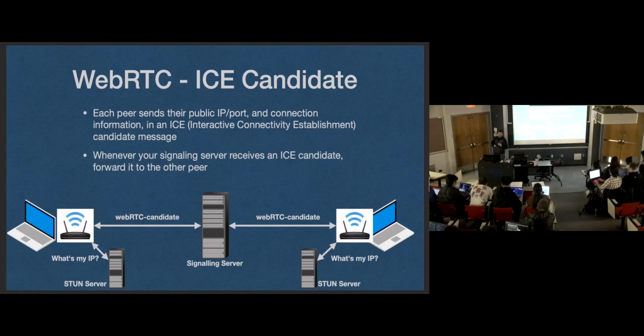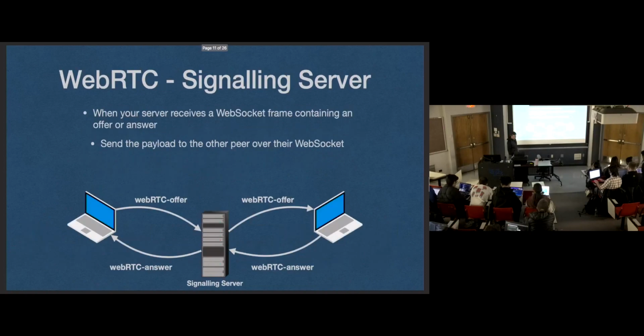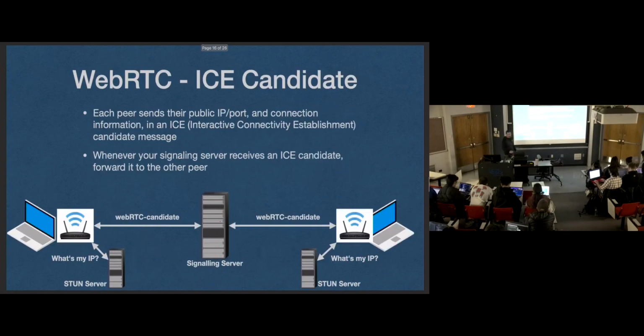So we have our offer and answer. I always forget which is which. We have the WebRTC offer, WebRTC answer, and WebRTC candidate. These are the three types of messages that we need to send between two clients. Whenever we receive any one of these three message types, we're going to forward it to the other client. Again, for our homework, we can assume there are only two WebSocket connections. So we receive a WebRTC candidate, we send it to the other WebSocket connection, and vice versa.